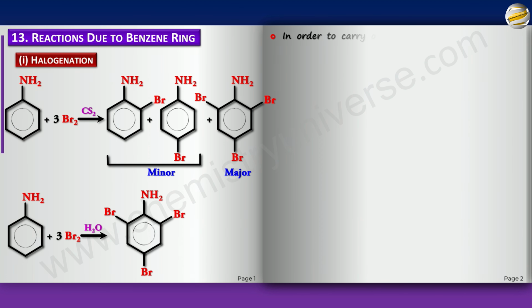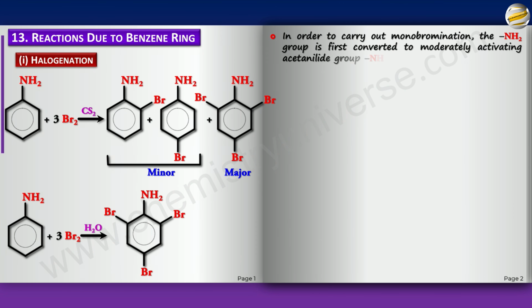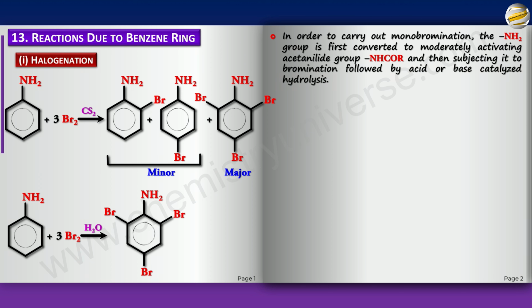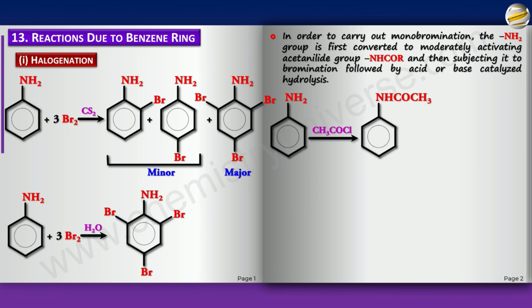So in order to carry out monobromination exclusively, because right now we have not been able to get monobromination as the major product, this is what we do. The NH2 group is first converted to moderately activating acetanilide and then subjected to bromination, followed by an acid or base catalyzed hydrolysis. What I mean is, you convert the strongly activating group NH2 by reacting with CH3COCl, acylation or acetylation, and you will get acetanilide. Remember, we got this and it removes the HCl. Now, this acetanilide is a moderately activating group, exclusively gives para.